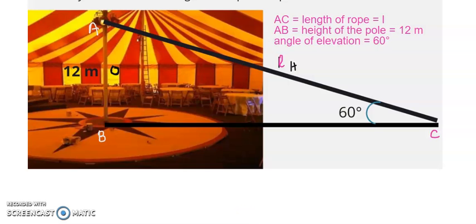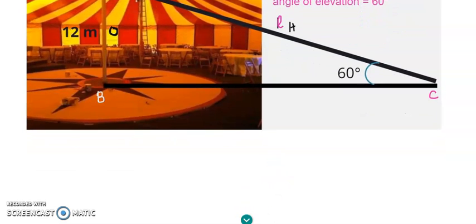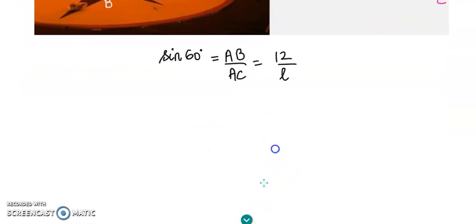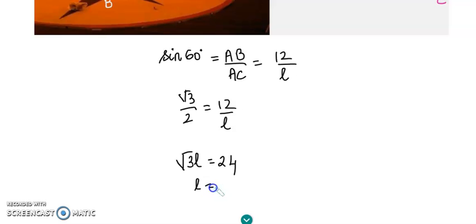So we'll say sine theta equals to, in this place it is sine 60 degrees equal to, opposite is AB upon AC, which is 12 upon L. Now what is sine 60? Sine 60 is root 3 by 2 equals to 12 upon L. Let's do a cross multiplication. So square root 3L equals to 24. So L equals to 24 upon root 3.